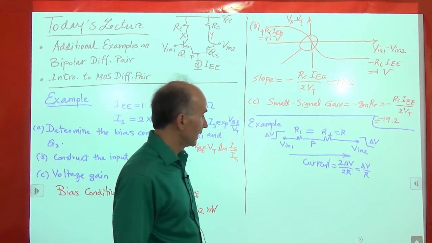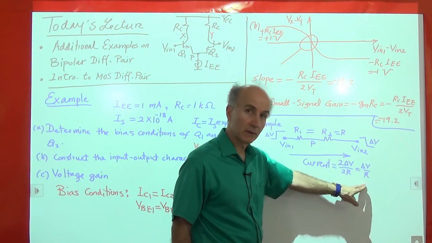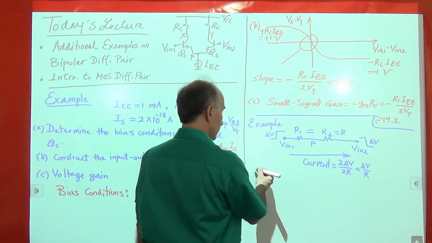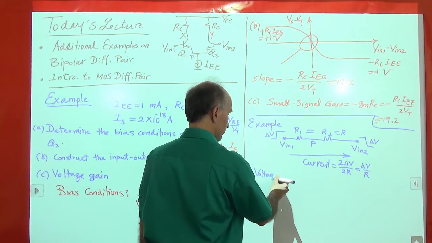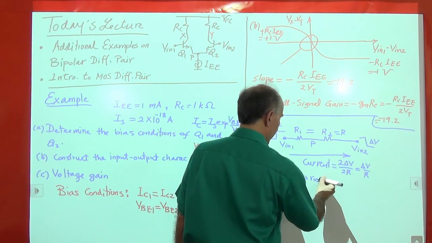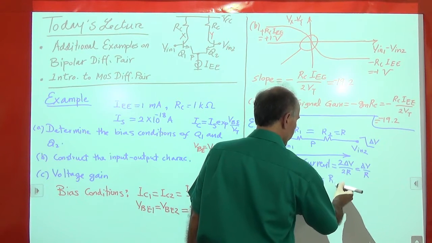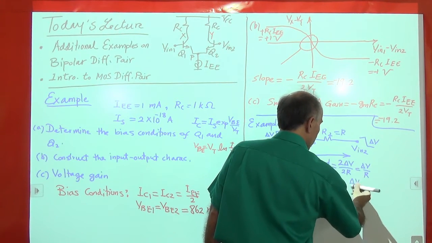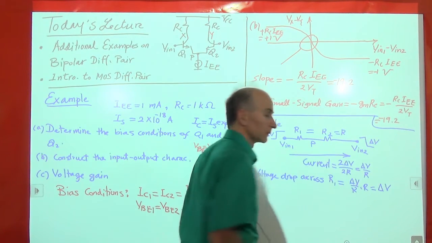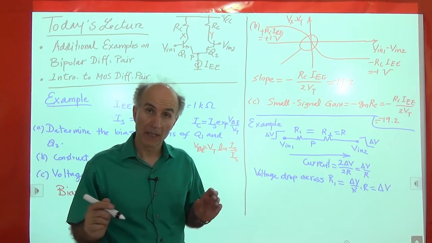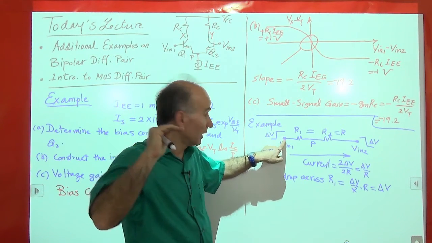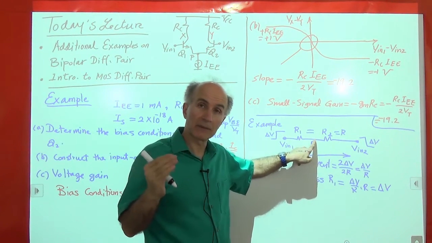Now I'm going to multiply this current by this resistance to find the voltage drop from here to here. So the voltage drop across R1, after we have made the change, is equal to delta V over R times R, which equals delta V. So what happened? As this terminal went up by delta V, the voltage from here to here went up by delta V.